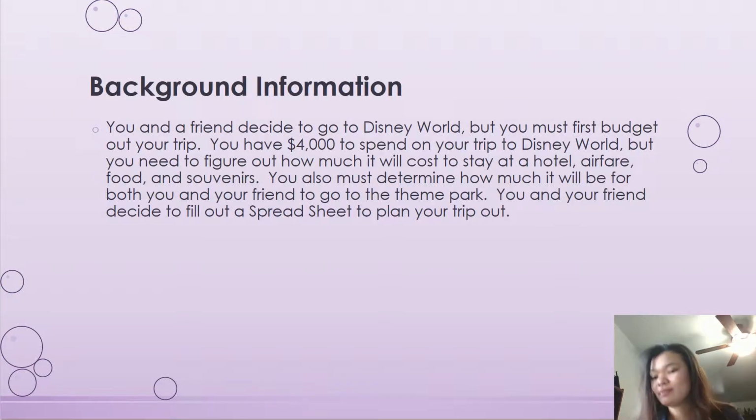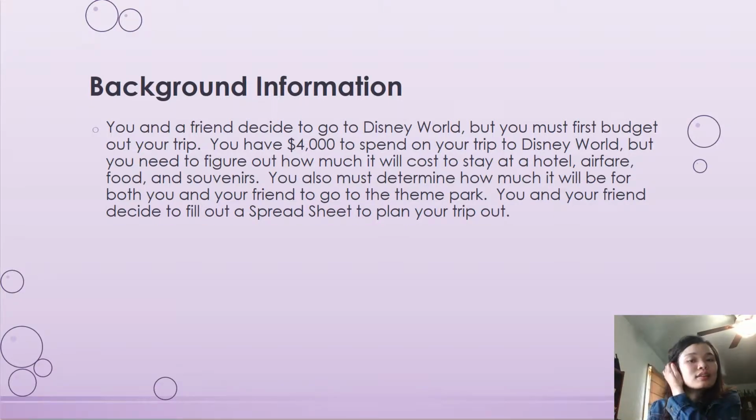For this activity, this is the background information. You and a friend decide to go to Disney World, but you must first budget out your trip. You have $4,000 to spend on your trip to Disney World. That includes airfare costs, hotel costs, food costs, miscellaneous souvenirs, actually going to Disney World. You have $4,000 in total to spend on that trip. So it's not $4,000 to spend on the hotel, $4,000 to spend on airfare. It is $4,000 all together.